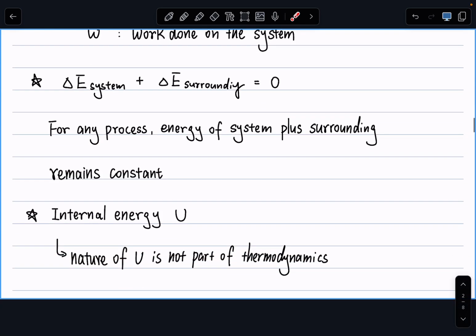So what do we know about total energy? First of all, using our conservation of energy, we know that the change in the total energy of your system, plus the change in total energy of your surroundings, must equal 0. That's the conservation of energy. You cannot destroy energy or create energy out of nowhere.